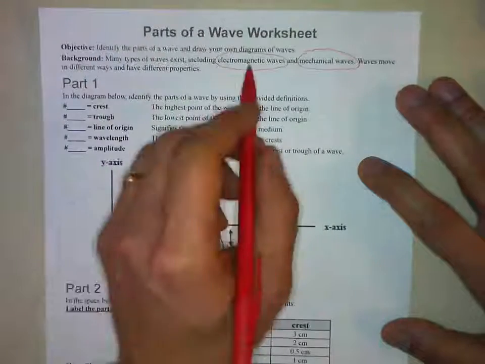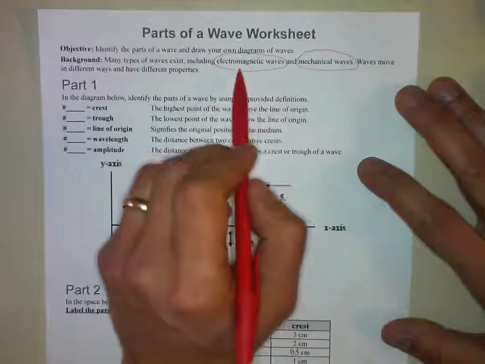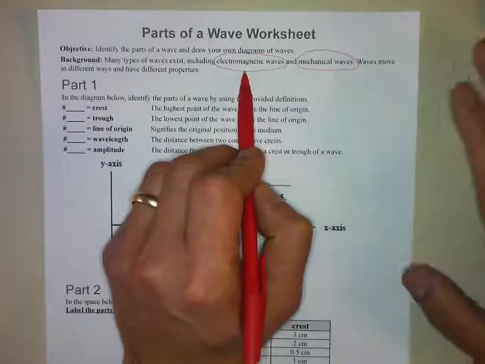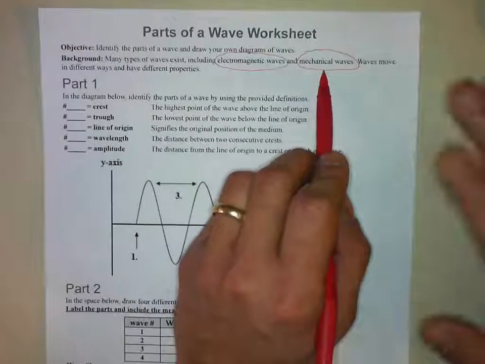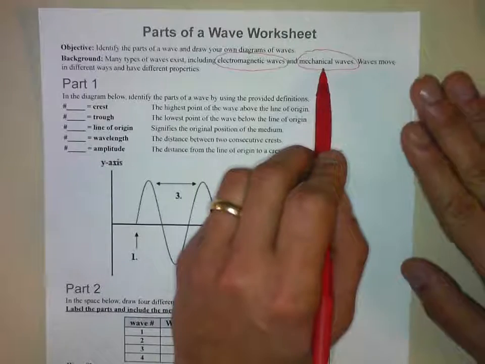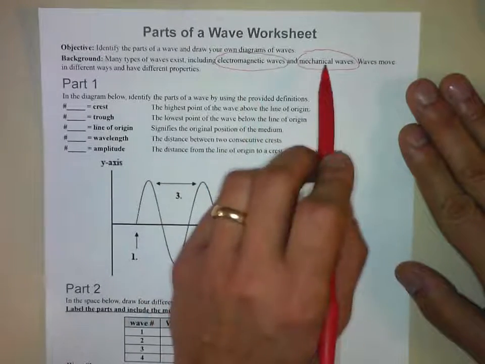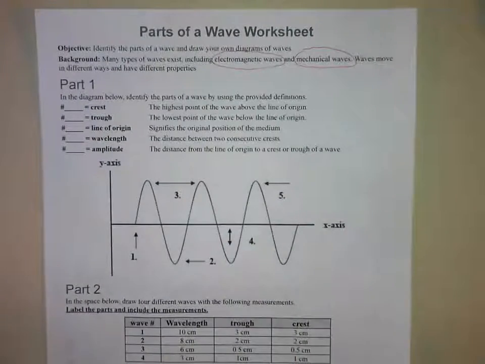Okay? And electromagnetic waves can travel through space or any material. Mechanical waves can only travel through a material. They cannot travel in outer space or a vacuum. Vacuum, material. So two main differences.